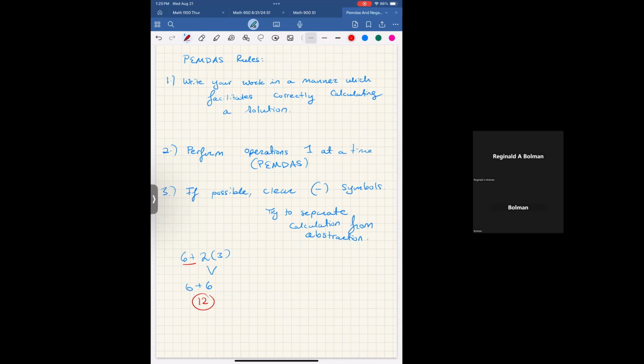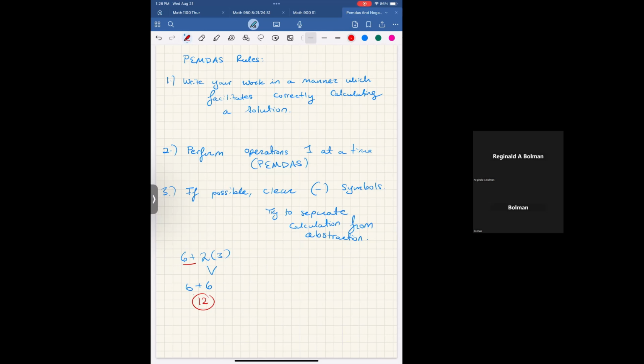So, that's what's being tested here. Now, the last thing that I will mention to students is that if possible, whenever you're presented with PEMDAS problems that incorporate negative signs, you want to make sure that you clear out the negative symbols. The reason is you want to try to separate the calculation from the abstraction of the negative sign.